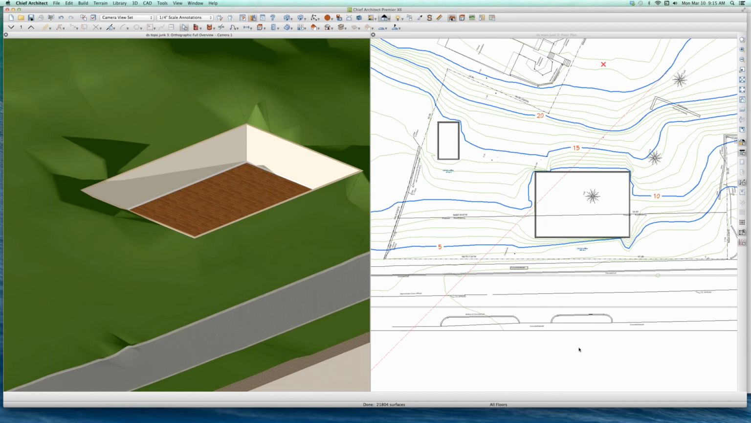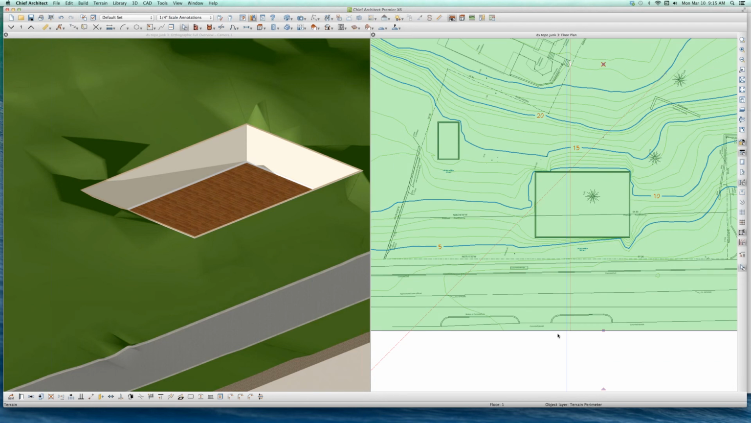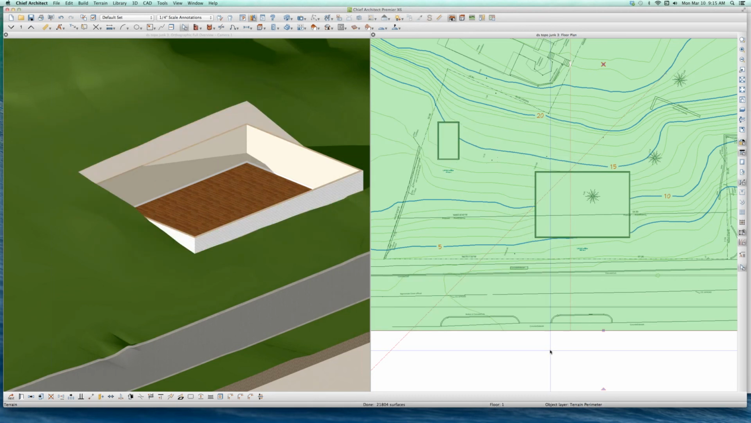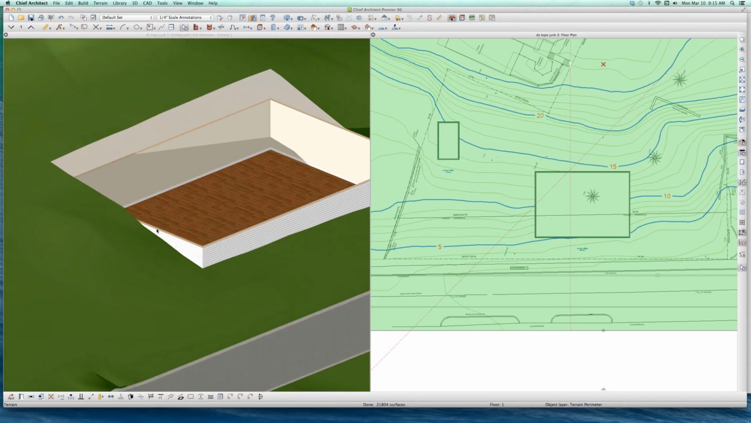I think that's cheating. If I come back over here to my terrain and I don't flatten the pad, see what happened? If you flatten the pad, Chief automatically creates a flat pad for your house to sit on. I don't like that because I think it's cheating. You don't have full control over the terrain. When you flatten the pad out, Chief is giving you a cut fill situation. They're sort of taking the average right here and saying, I'm going to take this higher dirt over here and stack it over to here. So it's a cut fill situation.